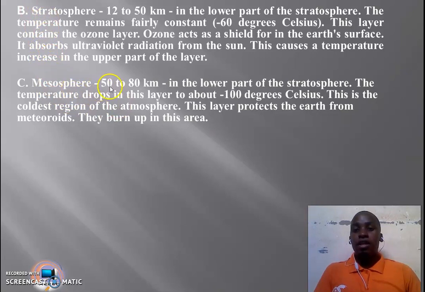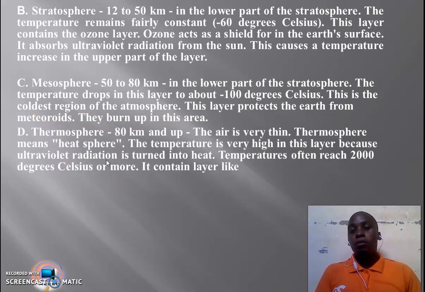Lakini tunasema vile vile layer nyingine ukiachana na stratosphere, tuna mesosphere. Mesosphere hii inapatikana kuanzia kilomita 50 hadi 80 above the stratosphere. Lakini hii sasa tunasema kwamba this is the coldest region, mara nyingi ni sehemu ambayo iko coldest region, and it protects the earth from the meteorites. So meteorites tunaweza kusema kama ni vimondo, tayari tumesoma form 1 level.